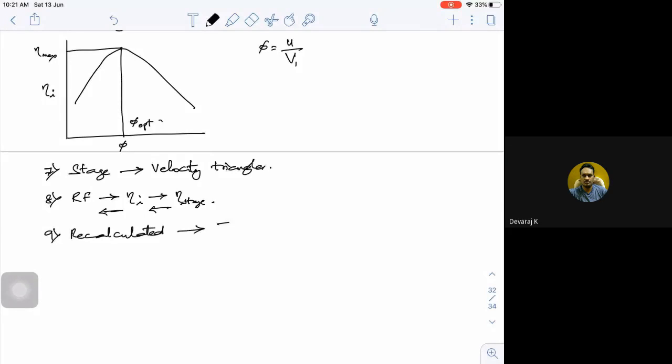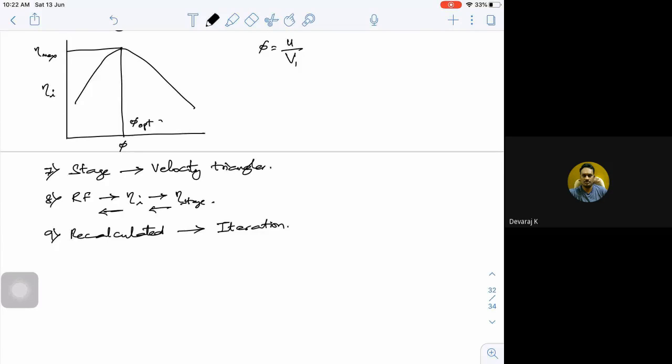Recalculated, that is iteration, until I get my desired values. This is one thing. And I need to see for all those things, this is with respect to the power requirement. I don't have any control over the aerodynamic shape of the blade. That is a different thing.